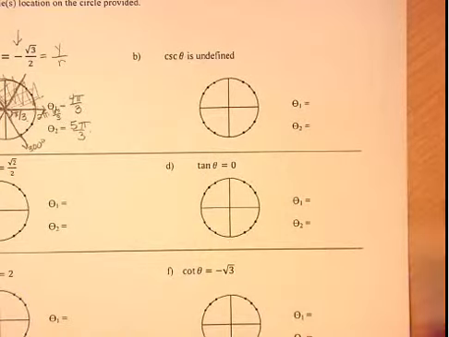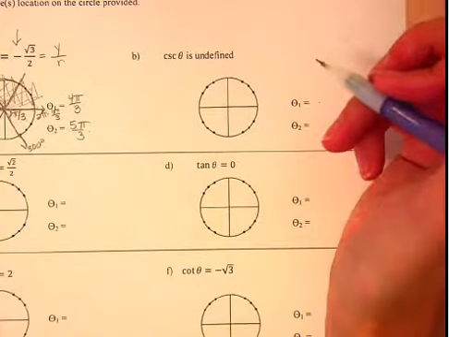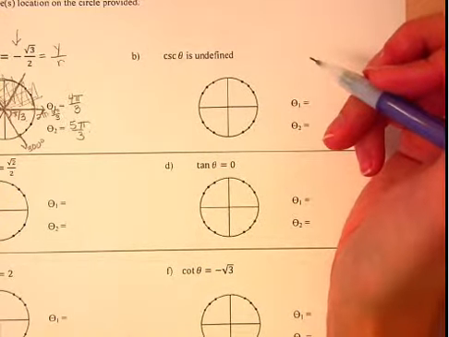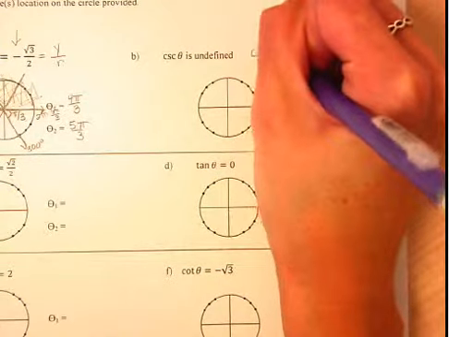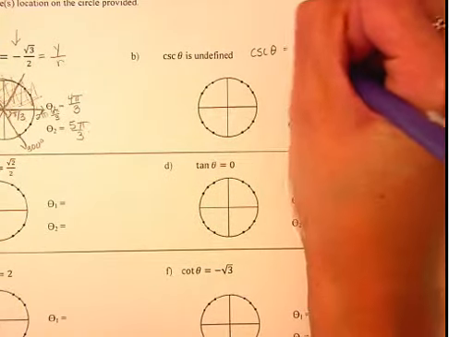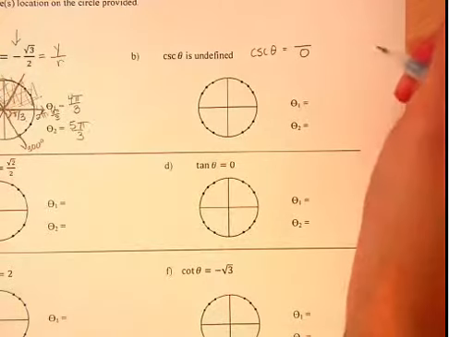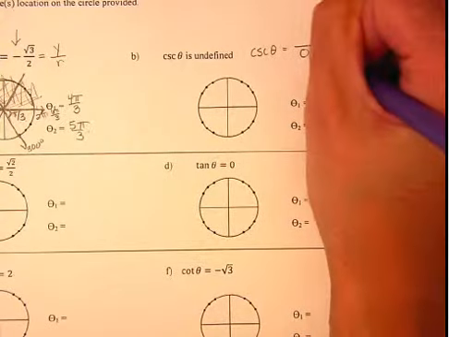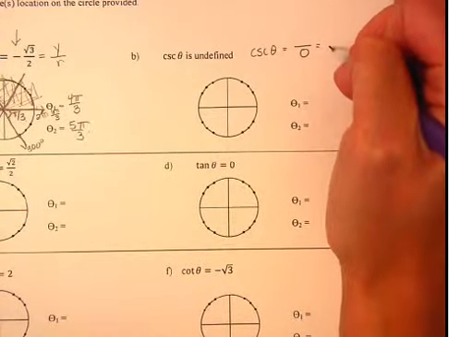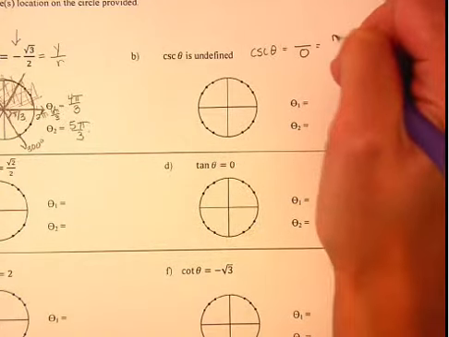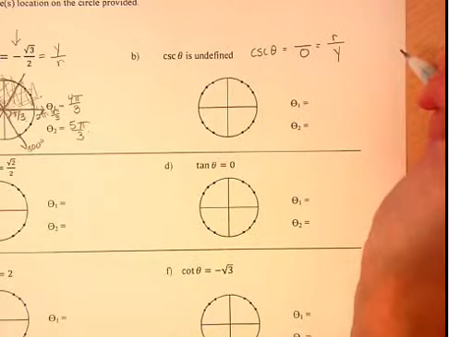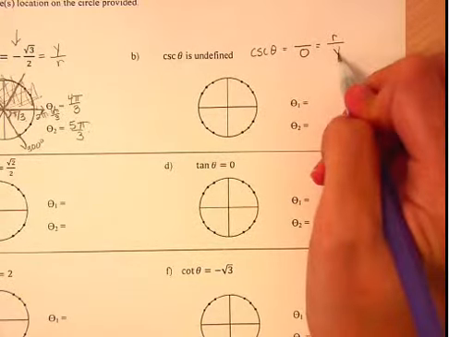For B, cosecant is undefined. What do we know about fractions that are undefined? Well, that means that it was a divide by 0. So the 0 has to be in the denominator. If I'm dealing with cosecant, cosecant is the reciprocal of sine, which means it's r over y. So my y value has to be 0.